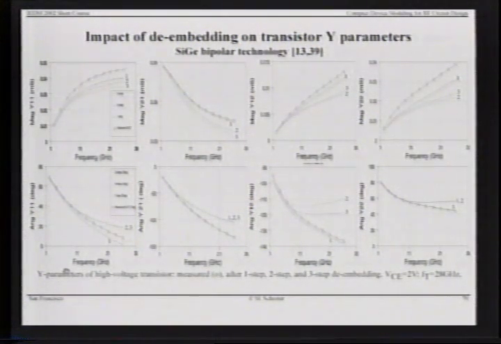And the impact of the various steps of de-embedding on Y parameters: these are the 4 Y parameters of the transistor from Y11 to Y22, real part, magnitude and phase. The de-embedding schemes are labeled 1, 2, and 3 for 1-step, 2-step, and 3-step de-embedding, and you can see that there can be significant differences between the measurements, represented by the symbols here, and the final result obtained by a 3-step de-embedding, where we have got rid of all the parasitics in the original structure.